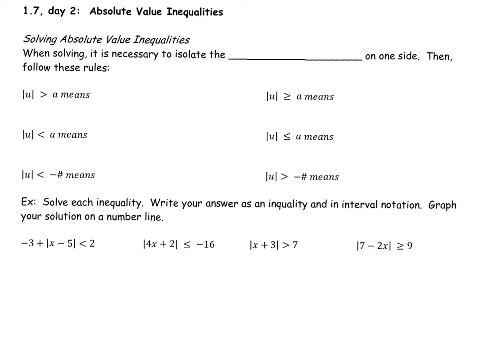The second part of Lesson 1.7, Absolute Value Inequalities. We'll keep the same rules in mind that we used for day 1, but now with absolute value, we modify things just a little bit. When solving absolute value inequalities, it's necessary to isolate the absolute value term on one side.